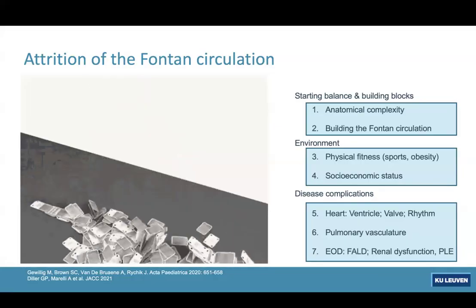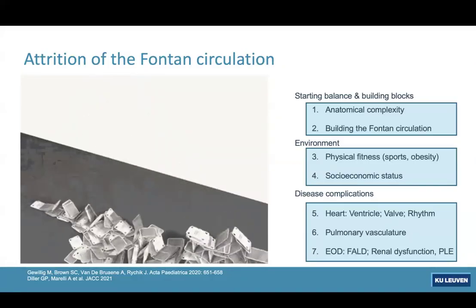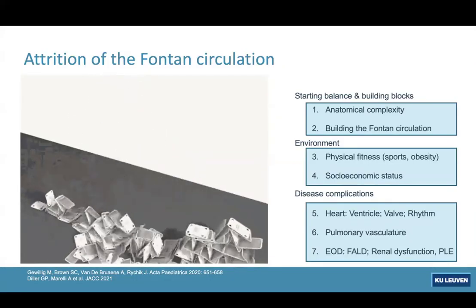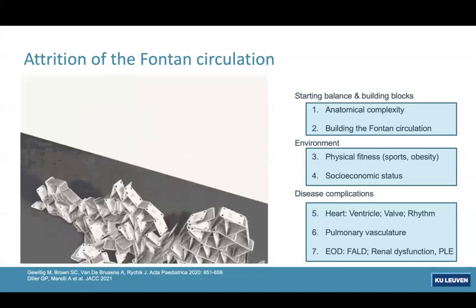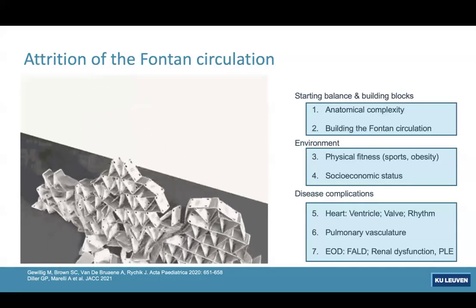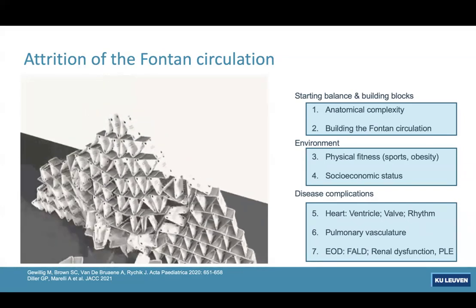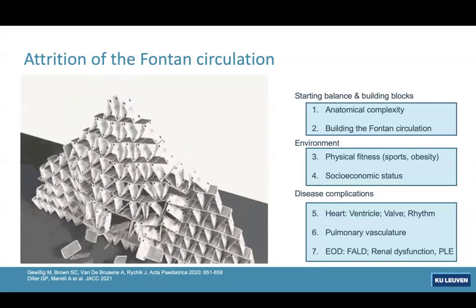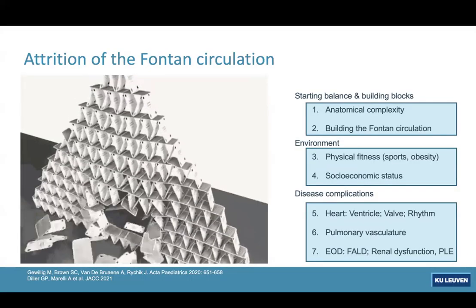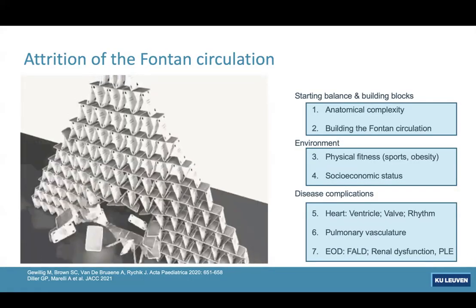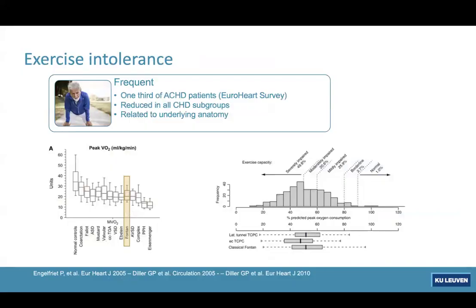But there's also environmental issues. Some patients are not as fit or less inclined to be as fit as other patients. There's socioeconomic status that plays a role. And obviously along the way, there's disease complications related to the ventricle, the valve, rhythm, maybe also the pulmonary vasculature, and then eventually in a lot of those patients also end organ damage that plays a role. We all are dealing now with Fontan-associated liver disease, becoming hepatologists along the way. I think renal dysfunction is gaining importance, and then in some patients we also have lymphatic issues that can be quite dramatic.